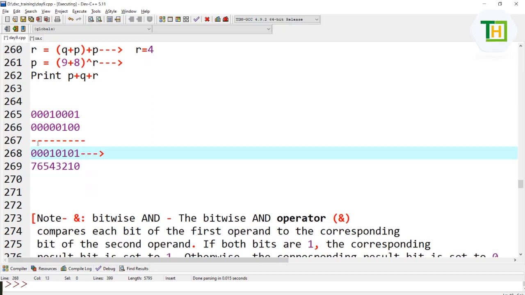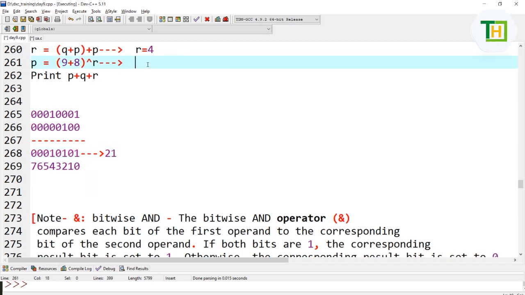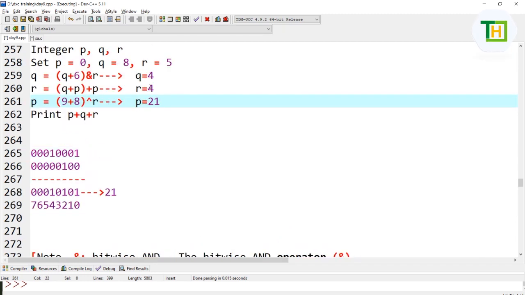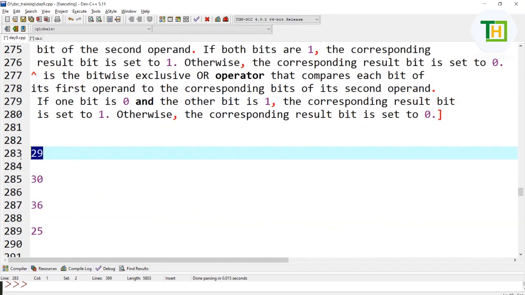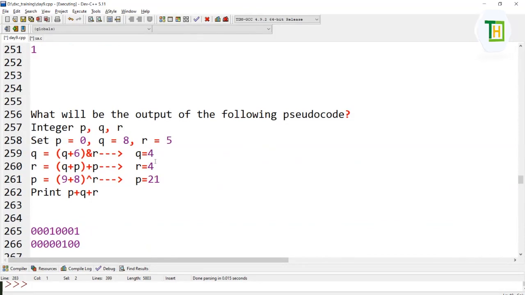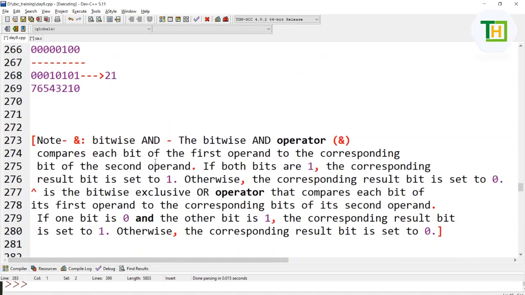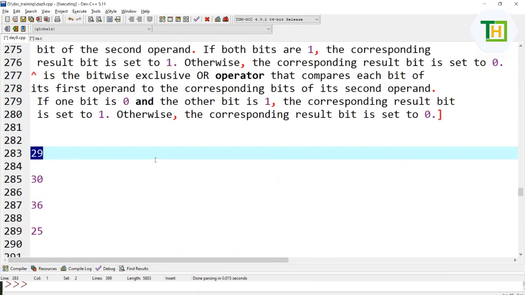The decimal value of this one is 2 power 4, which is 16, plus 5. 16 plus 5, the answer is going to be 21. Now P becomes 21. Then P plus Q plus R is 21 plus 8, that is going to be 29. 29 is the answer. Clear, everyone?